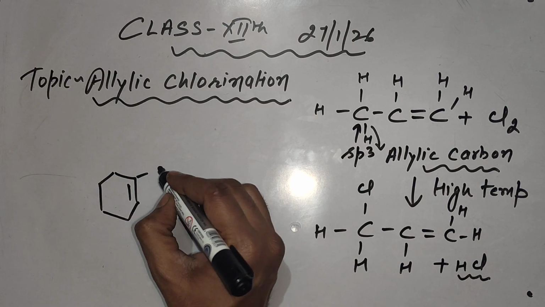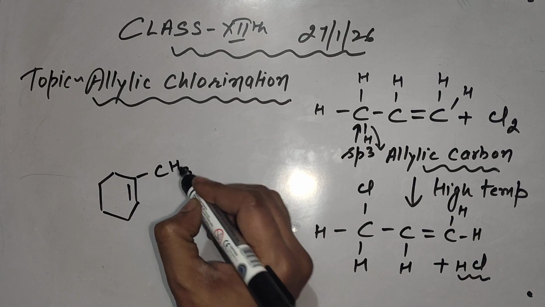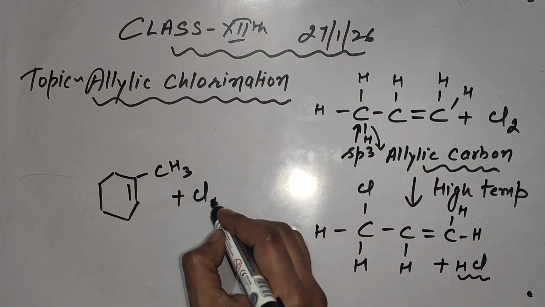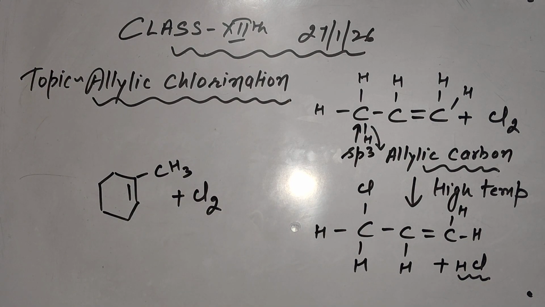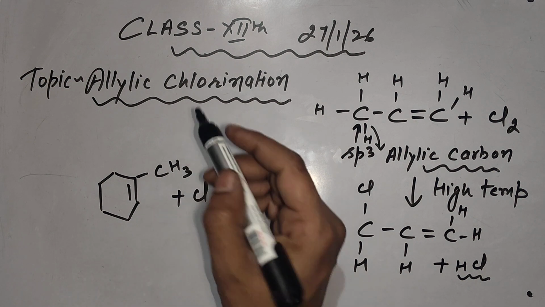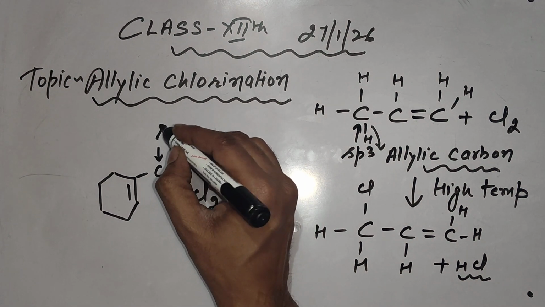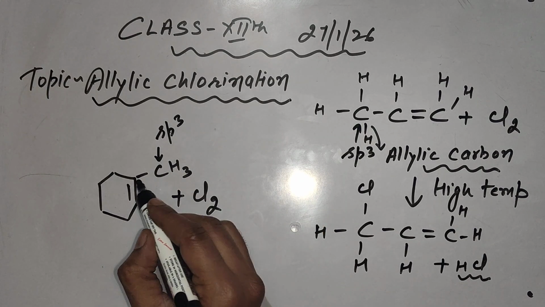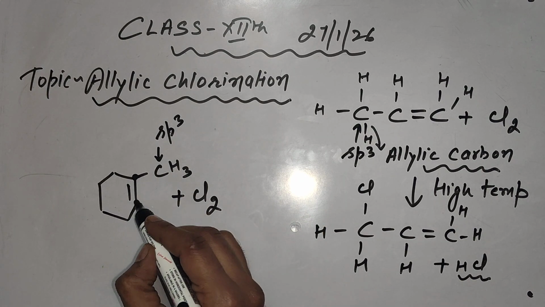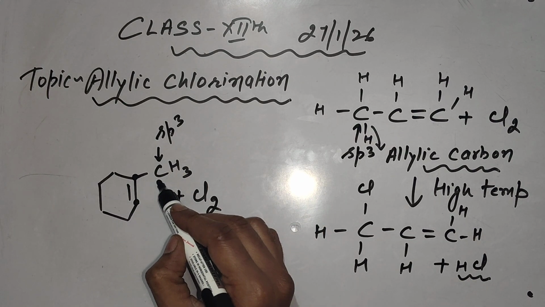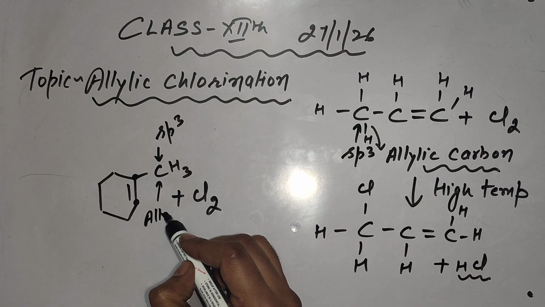Suppose we have this reaction in front of us. We have to find whether we have an allylic condition or not. Yes, we have an allylic condition here. This carbon is sp3 hybridized, which is directly connected to doubly bonded carbons. So this carbon is allylic carbon.